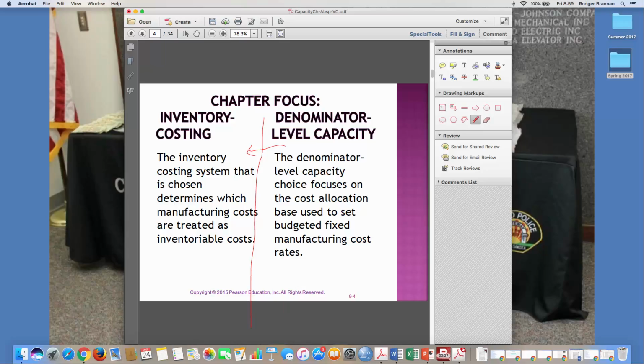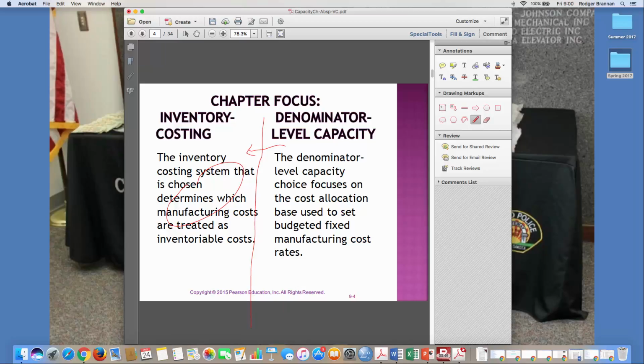But a lot of the chapter is focusing around this issue here, and that is what costs go into inventory, what costs are excluded from inventory under absorption costing versus variable costing. And we'll look at the particulars of that here in just a minute.